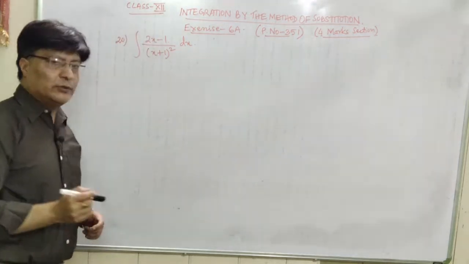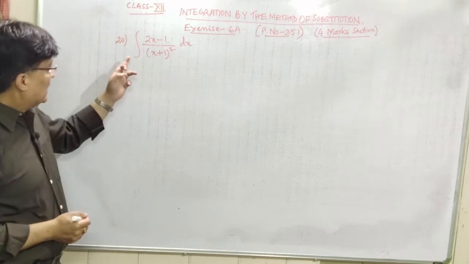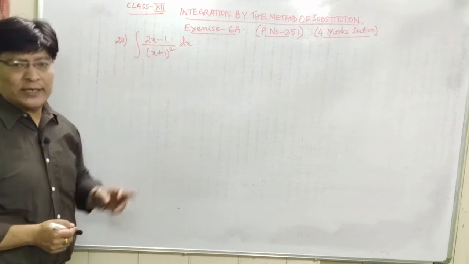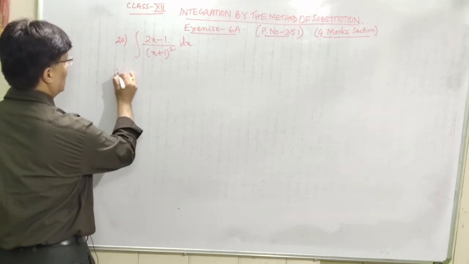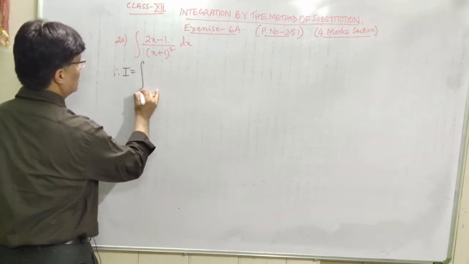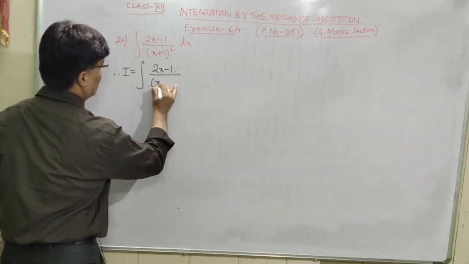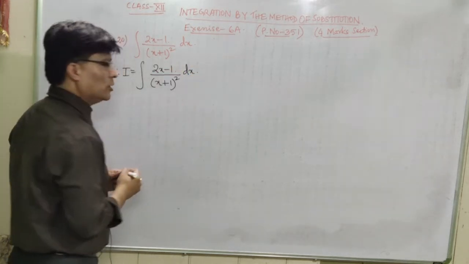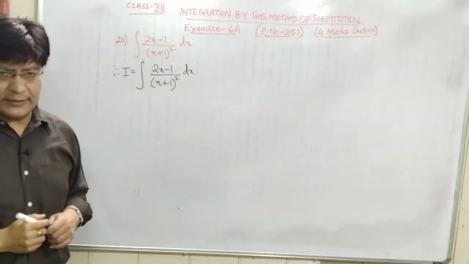So now we'll do the next question, that is question number 20. You have to integrate the integral of (2x minus 1) divided by (x plus 1) whole square dx by the method of substitution. So therefore I is equal to the integration of (2x minus 1) divided by (x plus 1) whole square dx. So how will you do it? What is the method for integrating it?